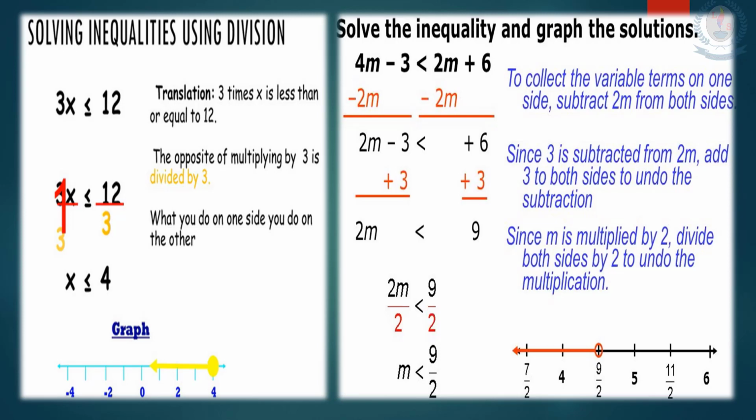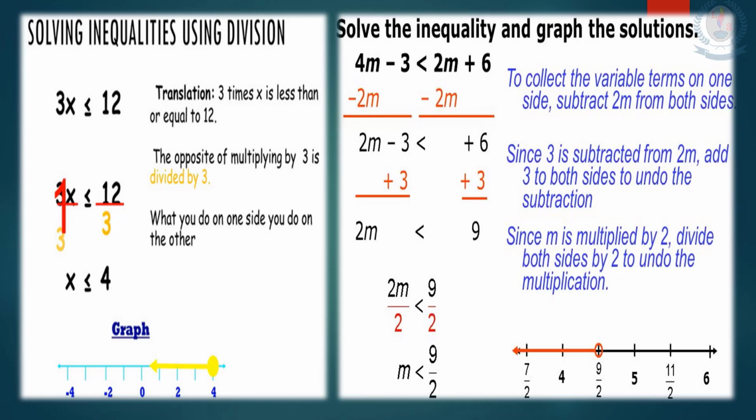As in an equation, we have to find x, so we do the opposite operation. We have to divide. When you divide, you get x is less than or equal to 4. You can see how it is represented on the number line. Next one is also solving an inequality and representing the solution.